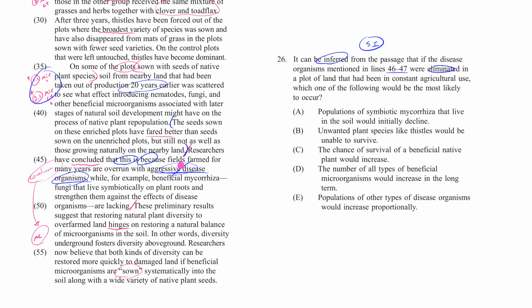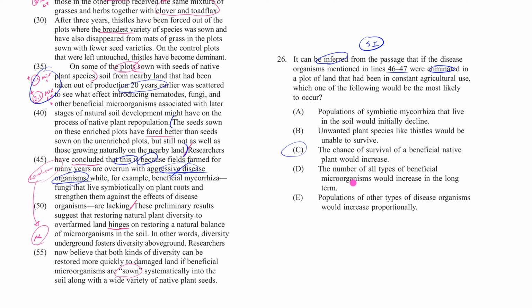Okay, so if I got rid of disease organisms, what would I expect? I would expect you guys to do better. The native seeds, plant species, the mix of grasses and herbs would just do better. And that is what answer choice C says. The chance of survival of a beneficial native plant would increase. Good. D, I think, is kind of close, but it says all types, and that's not good.